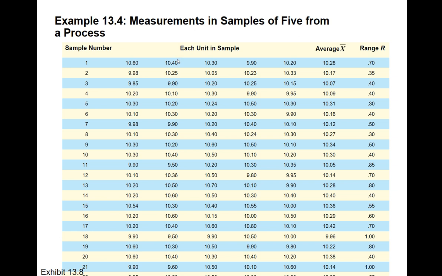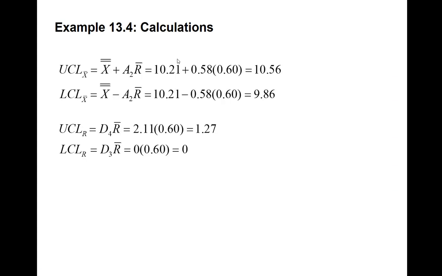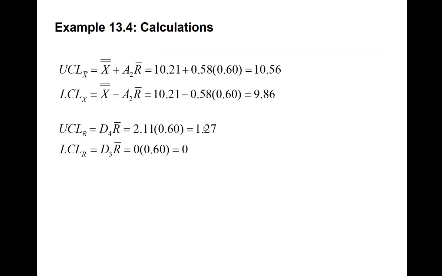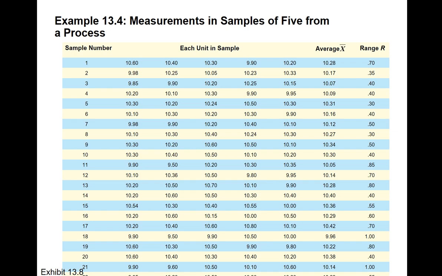And then according to the numbers we have, the average of averages is 10.21. And how do we find A2? The A2 is just 0.58. So think about the numbers here. For this example, each sample has 5 units, which means the sample size is 5.